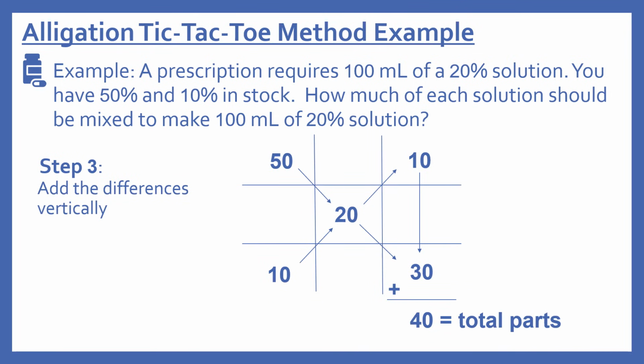Next, we're going to find the total parts, and we'll do this by adding the differences vertically. So we have 10 plus 30, and that gives us 40. So 40 is our total parts.